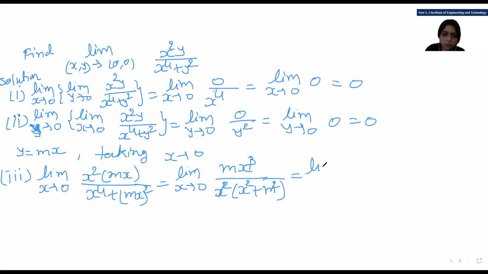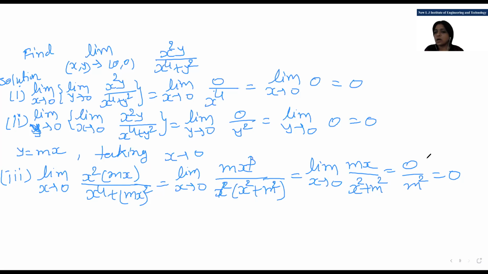One x is left in the numerator. So limit x tends to 0 of m into x upon x square plus m square. If I apply the limit x tends to 0, then I have 0 upon m square, and 0 upon m square is 0. So again, the answers are the same. Students, now the most important thing, do we have to go further or not? Anyone? Please write in the chat box. See, all three values are same. Then do we have to go for y equal to mx square or not?